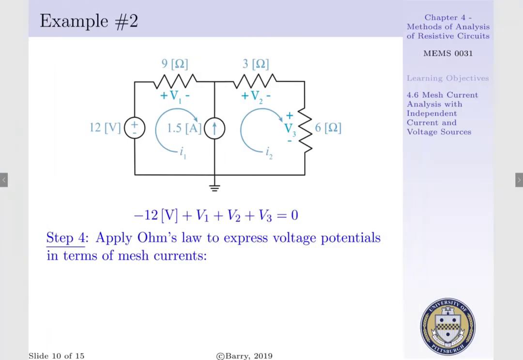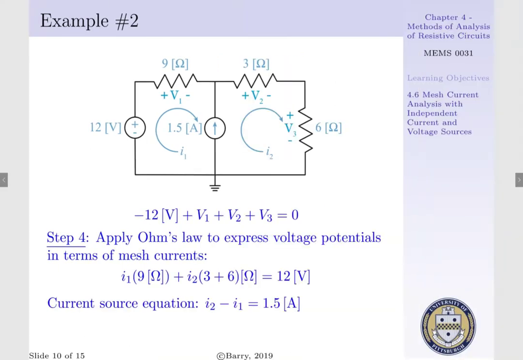Step 4 is to apply Ohm's law to express our voltage potentials in terms of our mesh currents and resistances, such that we have the following. I1 times 9 ohms plus I2 times 9 ohms is equal to 12 volts. Now we have one equation, two unknowns, and we will provide our second equation by our current source equation, which is I2 less I1 is equal to 1.5 amps.